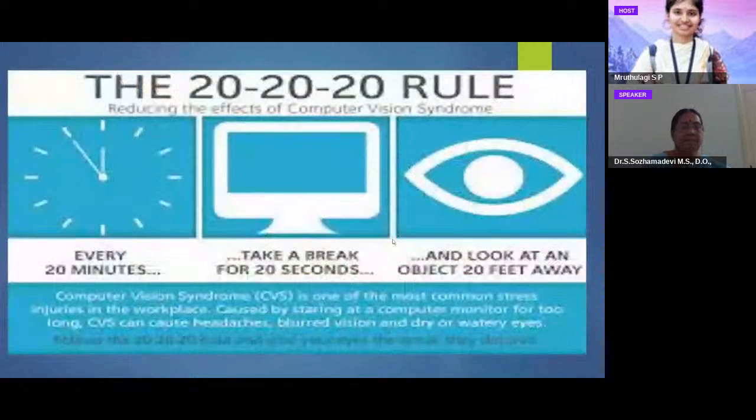Next slide. What is this 20-20-20 rule? Every 20 minutes of working on a computer, take a break for 20 seconds and look at an object 20 feet away. This is the 20-20-20 rule that helps in preventing dryness. Next slide.